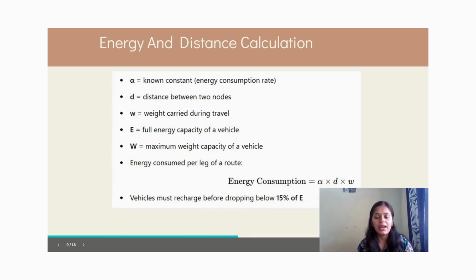Now comes the slide on energy and distance calculations. Now let's move on to how we calculated energy consumption and travel distance. For every trip between 2 points, the energy consumed by a vehicle is calculated using this formula: energy consumed equals alpha times distance times load, where alpha is a constant energy rate, distance is the distance between 2 points, and weight is the cargo weight currently being carried. As deliveries are made, the load reduces, which in turn decreases the energy consumed for the next travel segments. Now, each vehicle must plan its route such that it never drops below 15% of battery capacity before visiting a charging station. This constraint is not just a check, it's actively modeled inside our optimization algorithm.